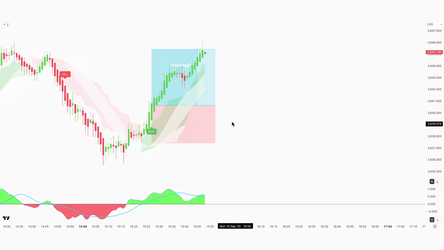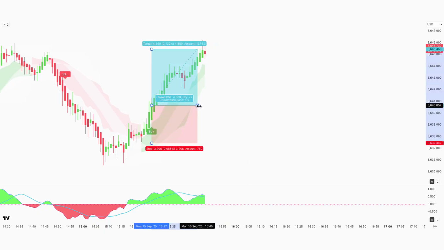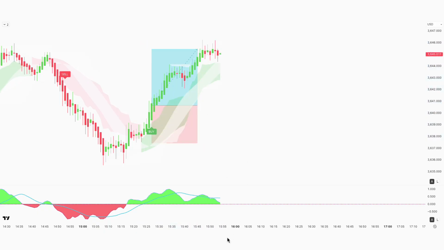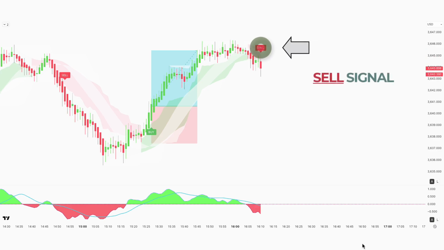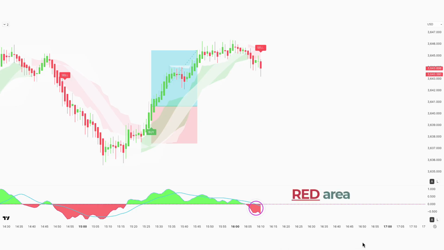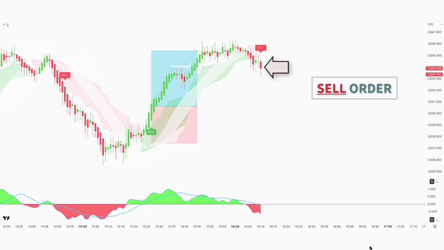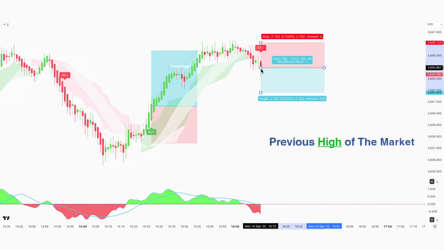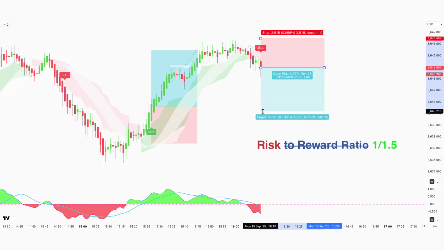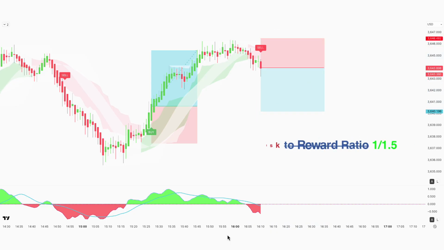The market has completely hit the target. Let us now understand the short position. When the Renko Heikin-Ashi arrow of this indicator is a sell signal, when the PVT OSC indicator is in the red area, and when the market forms a bearish candle, if this condition is fulfilled, then we will place a sell order. Our stop loss is to be placed at the previous high of the market, and the risk-to-reward ratio will be 1:1.5.